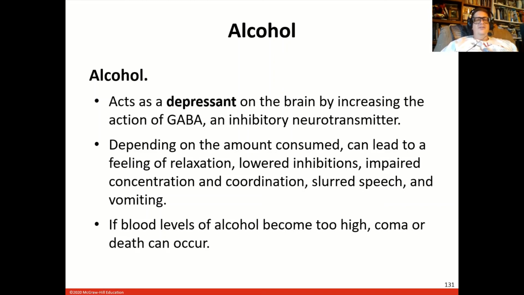How bad it is depends on the amount you take. It could make you feel relaxed or lower inhibitions, like I said. It could impair your coordination and your concentration. That's why drunk drivers are so dangerous. Huge amounts could make you slur your speech, could make you vomit. If you take large amounts, there's a risk of coma or even dying, of killing yourself, because it is a poison.